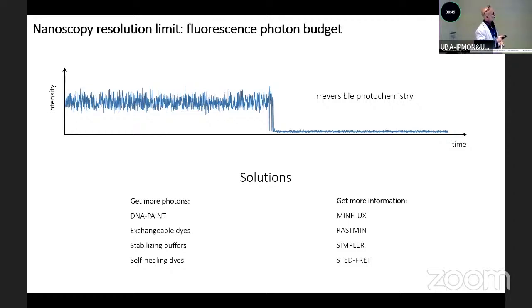Okay, so to get more photons, both avenues have been explored in recent years, and with success, actually. So to get more photons, for example, DNA PAINT is a very good strategy, but people have also developed exchangeable dyes, stabilizing buffers, self-healing dyes, and a bunch of strategies to obtain more photons from one position of your sample. And this works. The other way is where we have worked mostly recently, and it's about developing methods that can extract more information to determine the position of a sample or molecules using few photons or some other strategy.